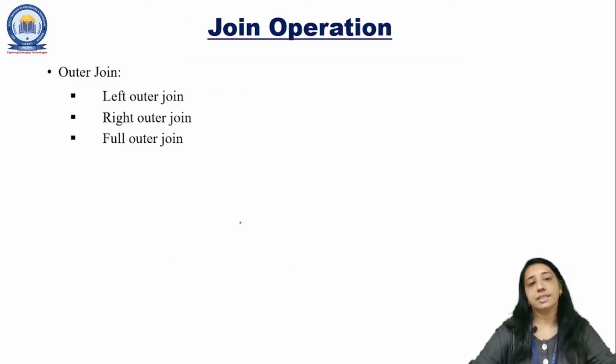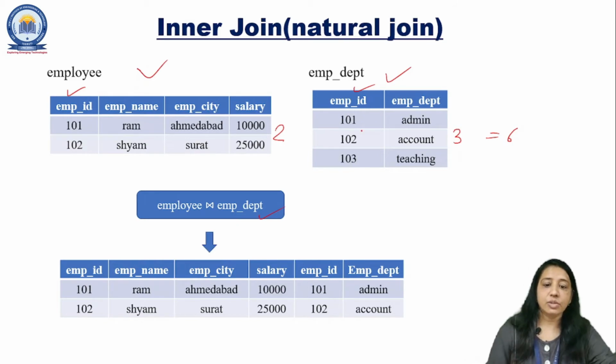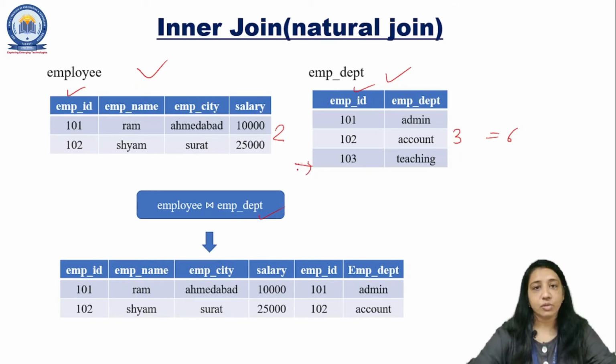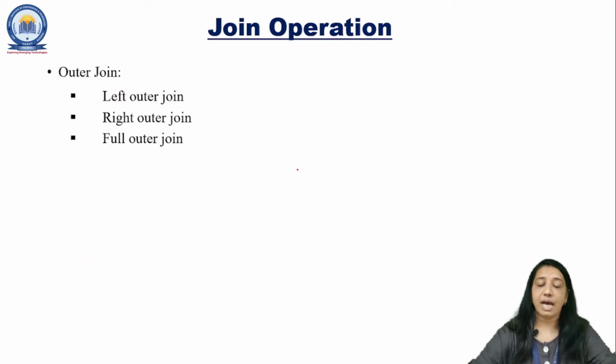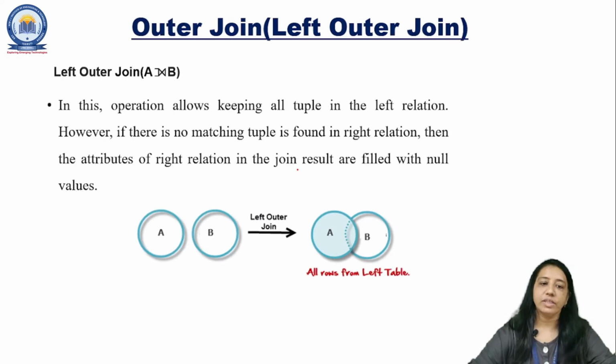The next one is the outer join. Previously in natural join, some of the data is going to be lost. That means if you combine the information, as in the earlier example, this 103 data is going to be lost. Because of that there is the outer join. Again three classifications are there: left outer join, right outer join and full outer join. So we will start with the left outer join.